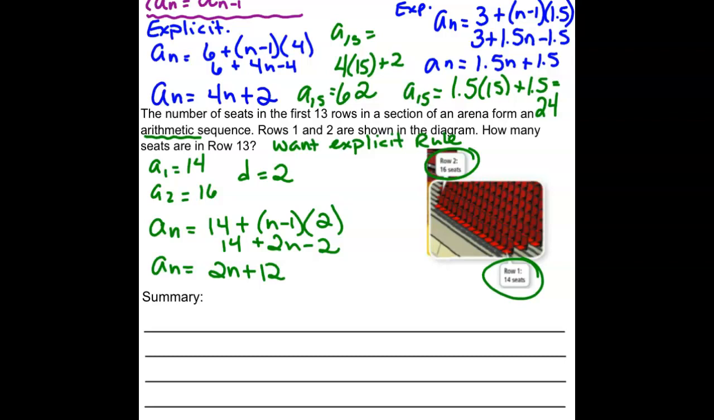Now, they want us to figure out how many are in row 13. So we want to find a sub 13. We simply plug a 13 in for n. So 2 times 13 would be 26, plus 12 more, we'd have 38 seats in that row.